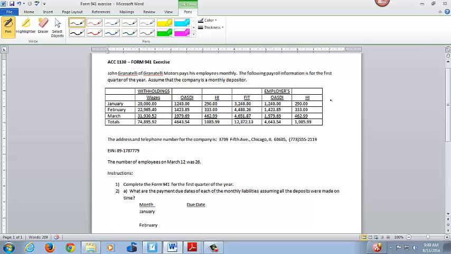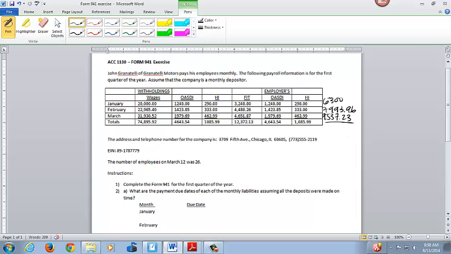When I add those up, I get $6,300. Then in February, I added up all my OASDI, HI, FIT, OASDI, and HI that I owed, and I get $7,993.96. For March, I add up all of my OASDI, HI, FIT, and OASDI, HI, and I get $9,537.23. So we should have deposited $6,300 in January, $7,993.96 in February, and $9,537.23 in March.